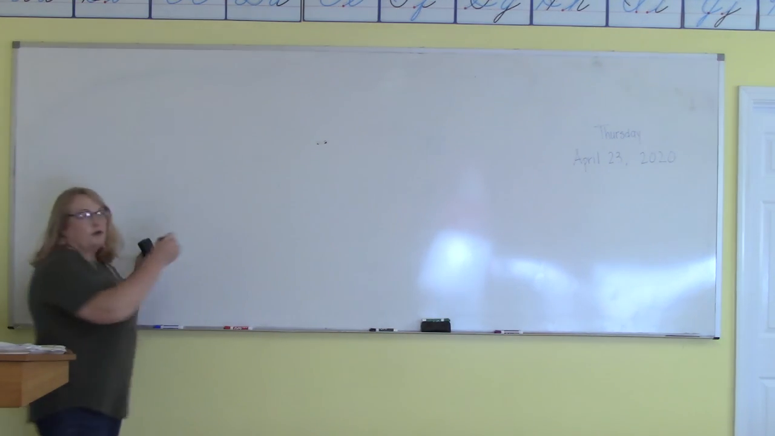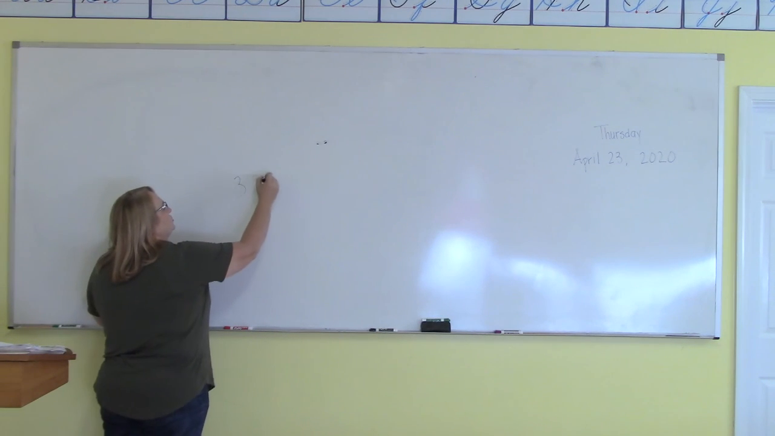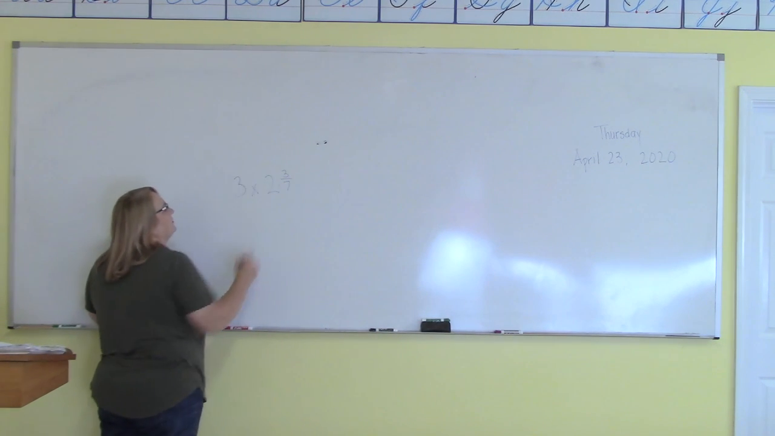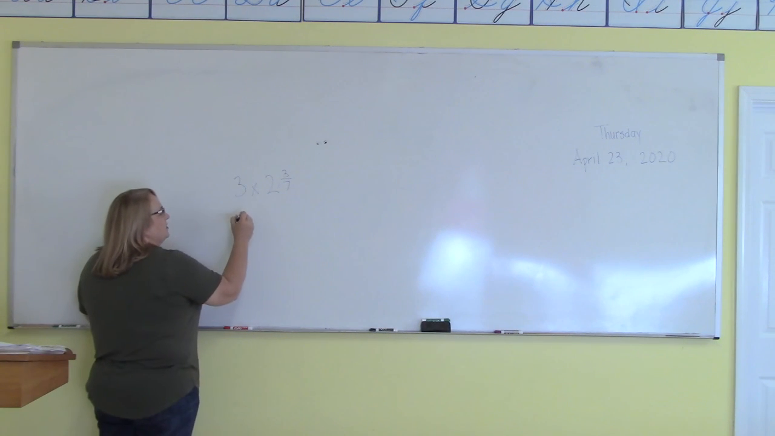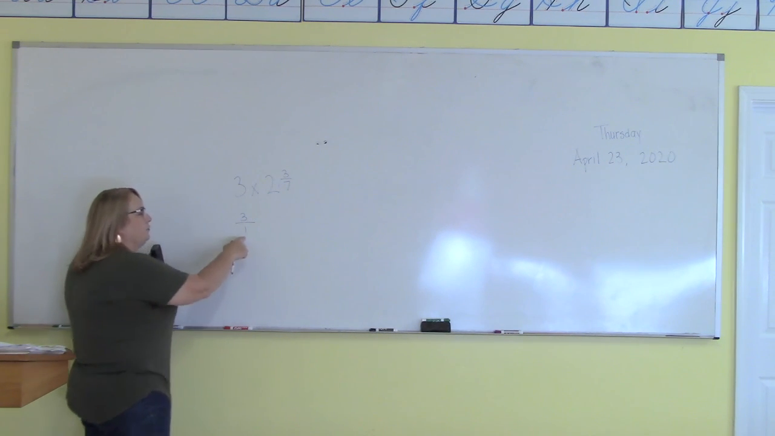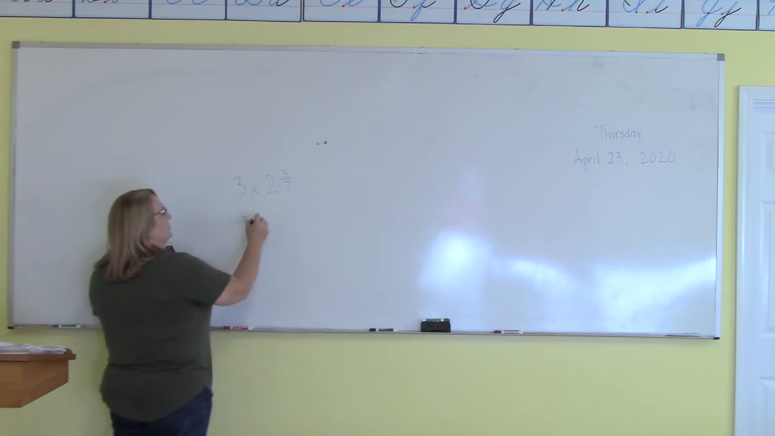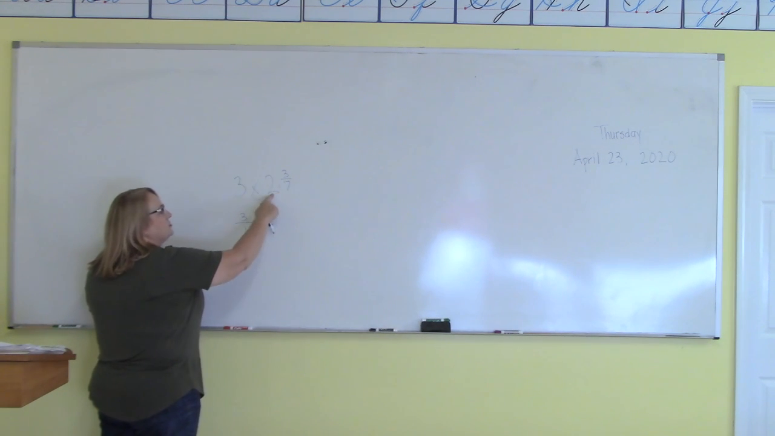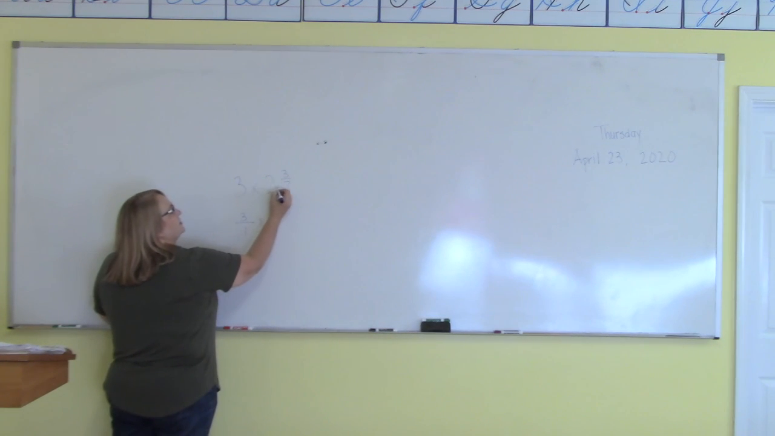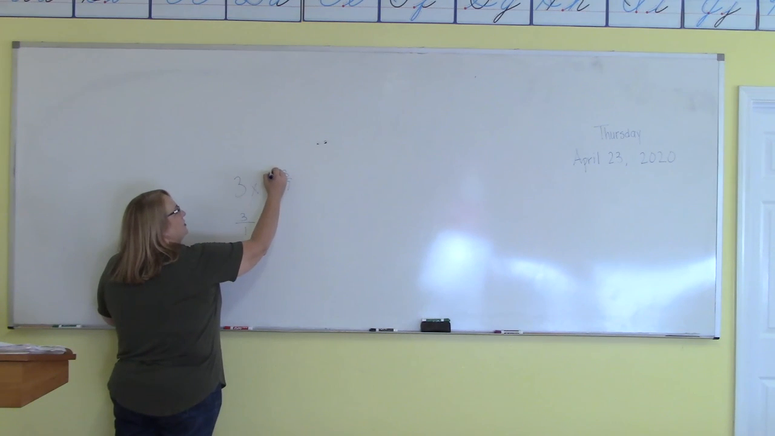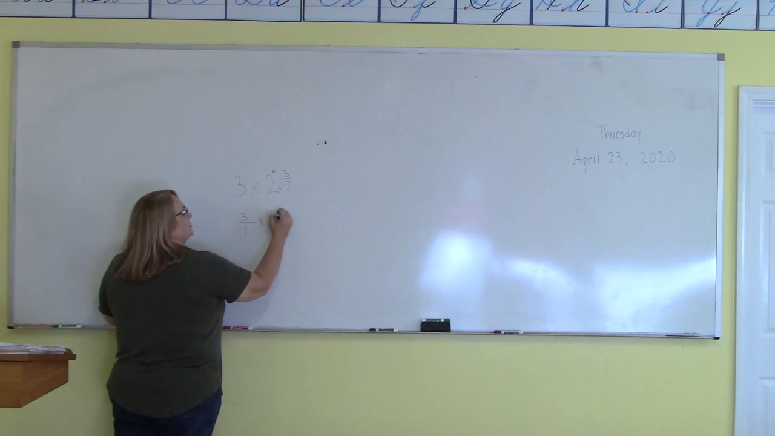All right, for D, you have 3 times 2 and 3/7. Okay, when we have just a whole number we're multiplying, remember, we're going to put it over a 1. Before we can multiply a mixed number, we have to change it to an improper fraction. 7 times 2 equals 14. 14 plus 3 is 17, and use your denominator, over 7.